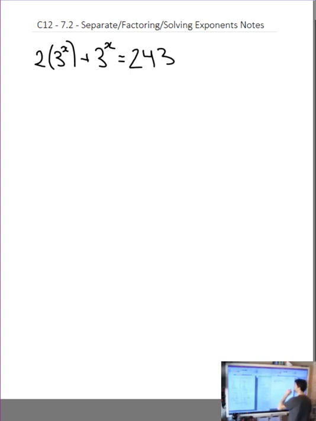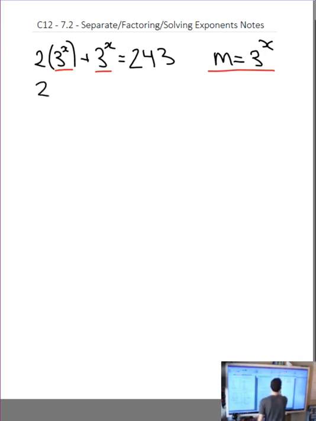Now, if I see something funny that I see throughout the equation, a lot of the time it's very helpful to choose a letter to equal the thing. Now I can simply take that and substitute what I've made into the equation. So I've made 3 to the x m, therefore I'm going to substitute m in everywhere I see 3 to the x.